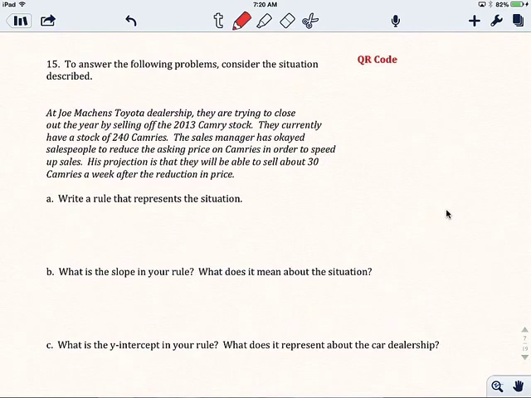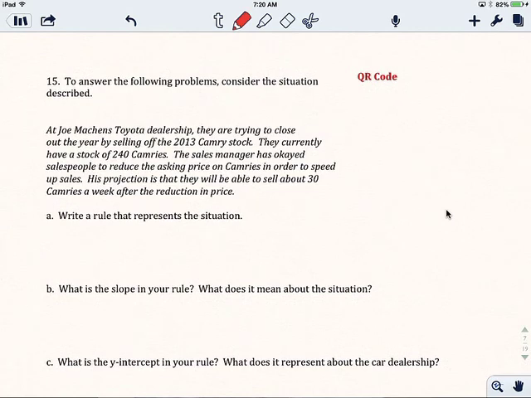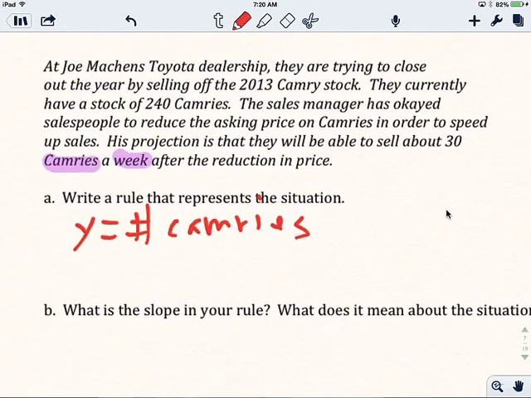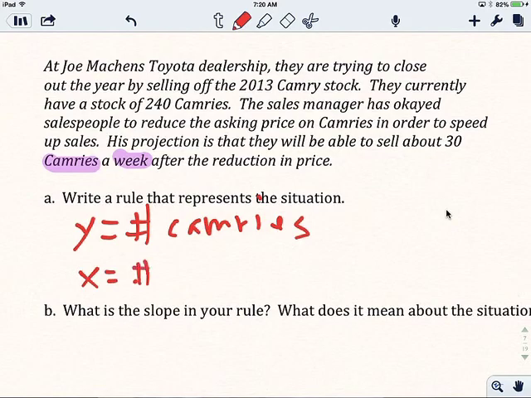So it says write a rule that represents the situation. First thing I'm going to do is define my two variables. When I'm thinking about this, there are two things: I have number of Camrys and I have number of weeks. I'm going to say that the output variable is the number of Camrys, and the reason I say that is that we're interested in how many Camrys there are after some number of weeks, which means that the weeks is the independent variable.